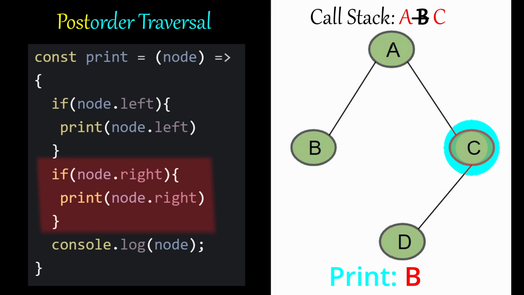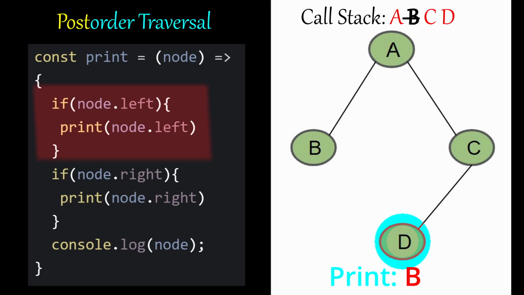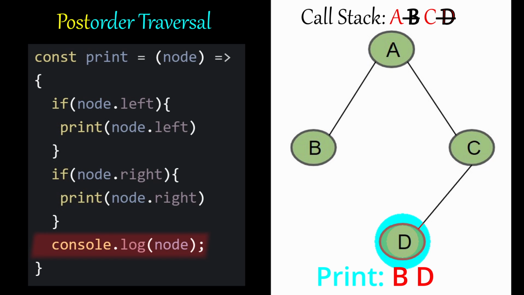So calling this function on node C calls the same function on its left child if it exists. The left child of node C is node D. So calling this function on node D calls the same function on the left child of node D if it exists. But node D has no left child. Then we call the function on the right child of node D if it exists. But node D has no right child as well, so we move on to print node D and call the function on the right child of node C if it exists. But node C has no right child, so we move on to print node C and then print node A.